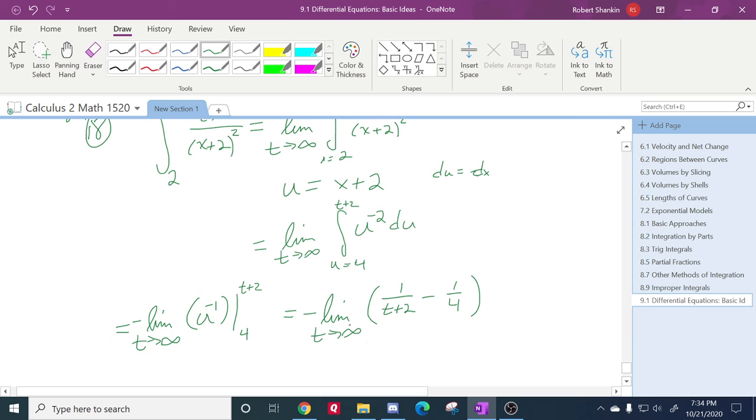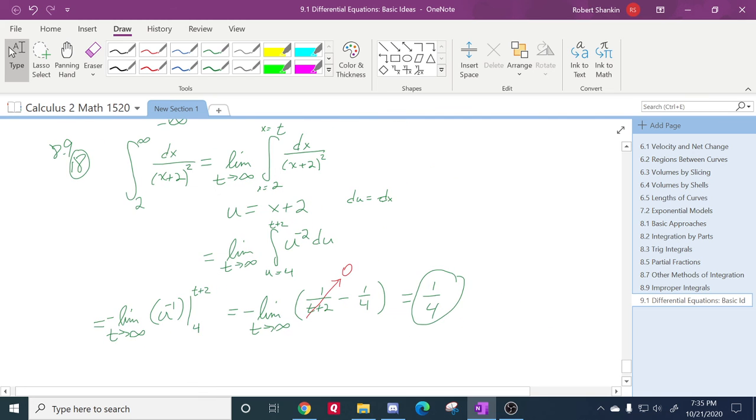Okay, and as t goes to infinity, this fraction will go to 0. And this won't do anything, it'll stay the same. And I get a negative of negative 1/4, and I get 1/4, and that's my answer. Okay. Any questions on 18? Is this all clear?